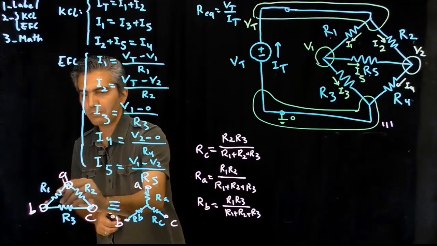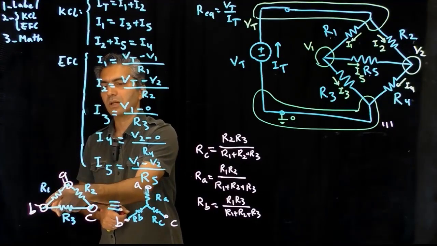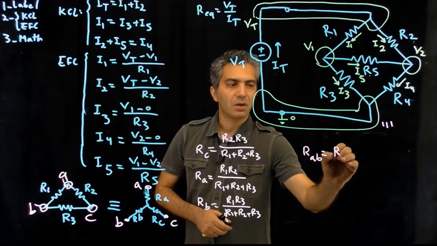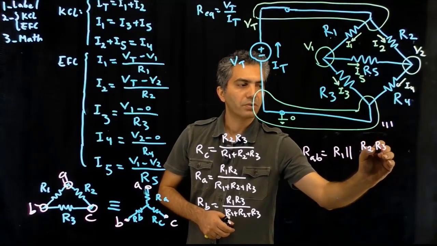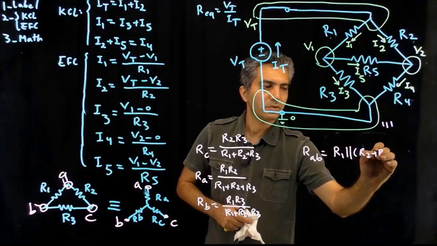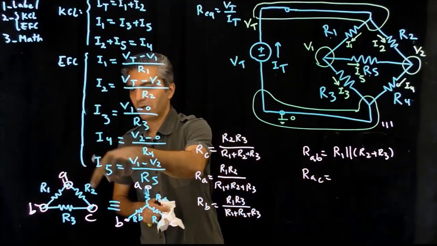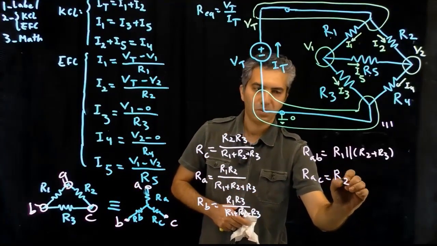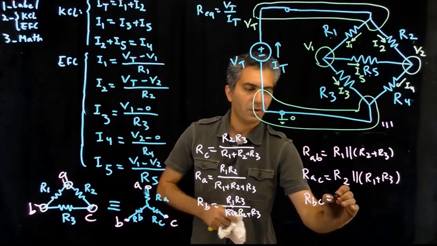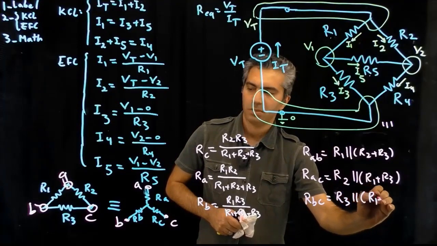So let's try that. Looking from AB, the resistance that I see would be R1 in parallel to R2 plus R3, if you agree. These two are in series with each other, and then the result is in parallel with R1. So I write RAB, looking from AB, is R1 in parallel with R2 plus R3. Then looking from AC, the same thing: R2 in parallel with R1 plus R3. And finally, looking from BC, you would have R3 in parallel with R1 plus R2.